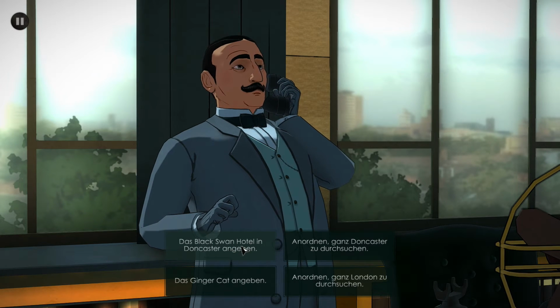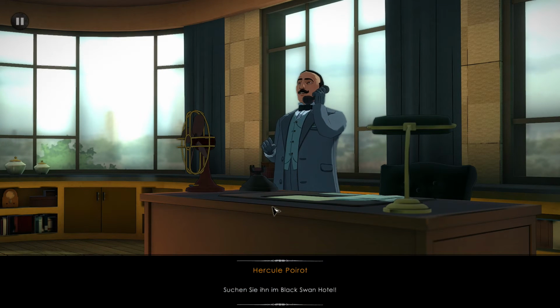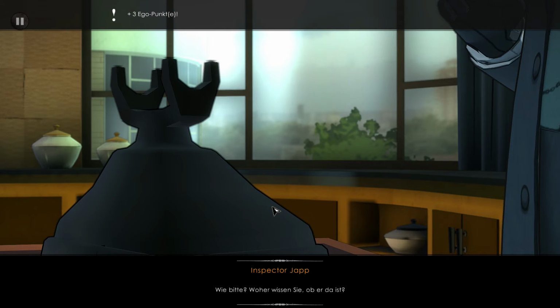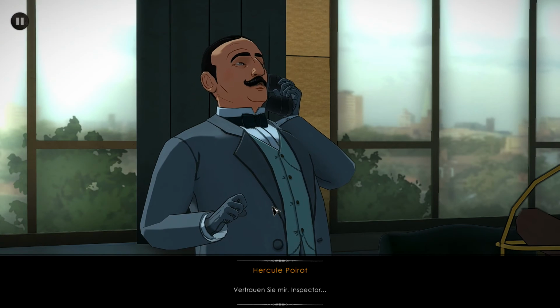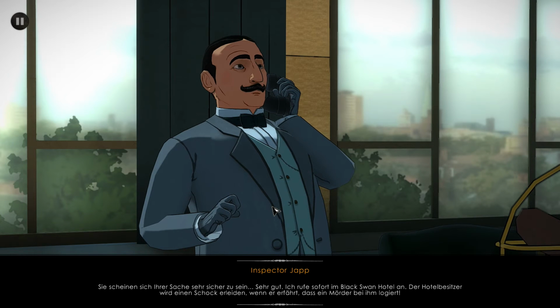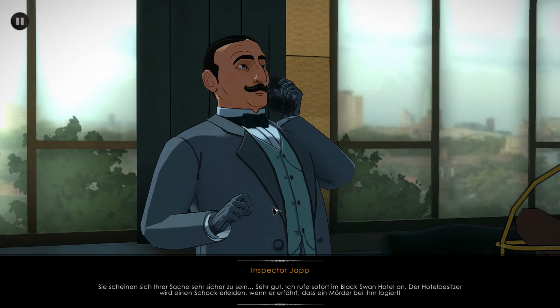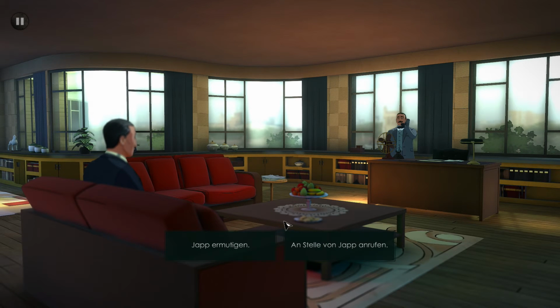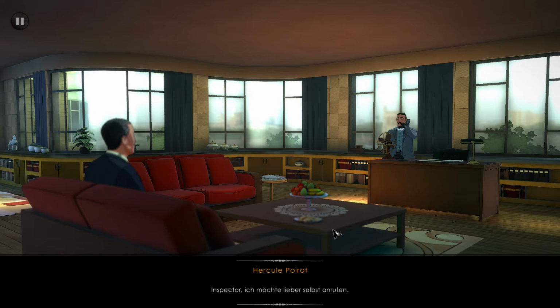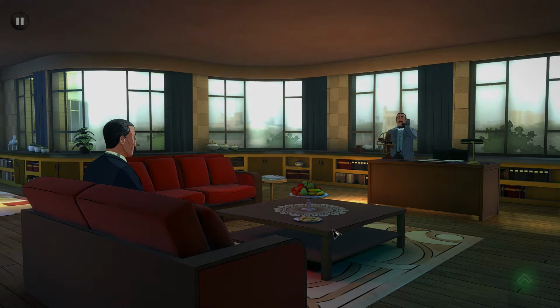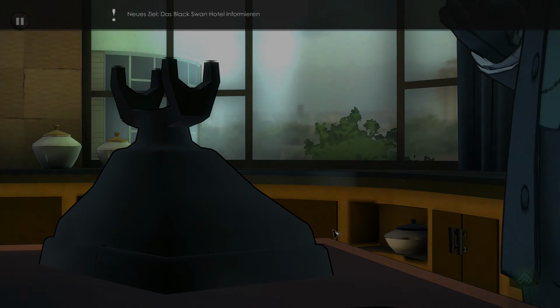Das Black Swan Hotel. Look for him at the Black Swan Hotel. What? How do you know he's there? Trust me, Chief Inspector. You appear to be very sure of yourself. Very well. I'll call the Black Swan straight away. The owner is going to get a shock when he learns that there's a murderer under his roof. Chief Inspector, I would rather call myself. As you wish. Please go ahead. Ich will nämlich nicht, dass der das rausfindet.